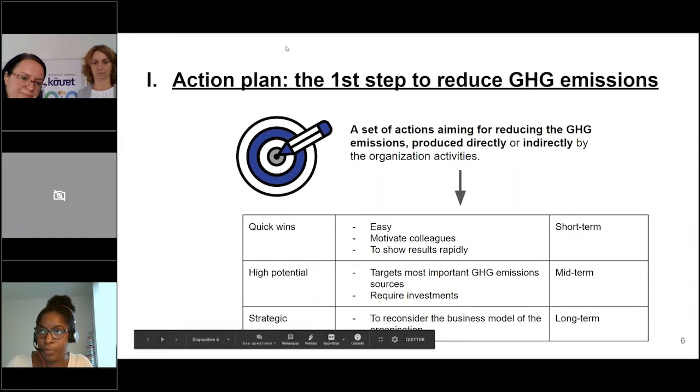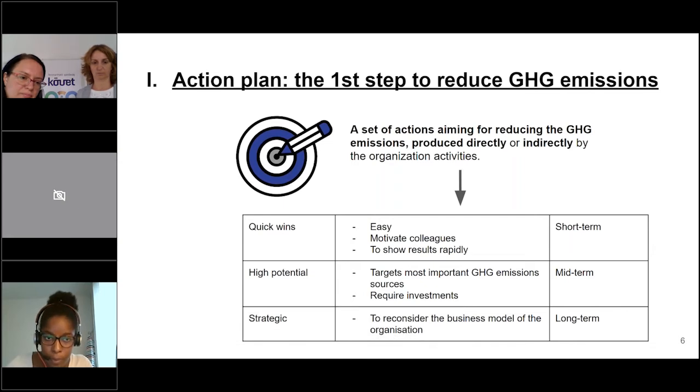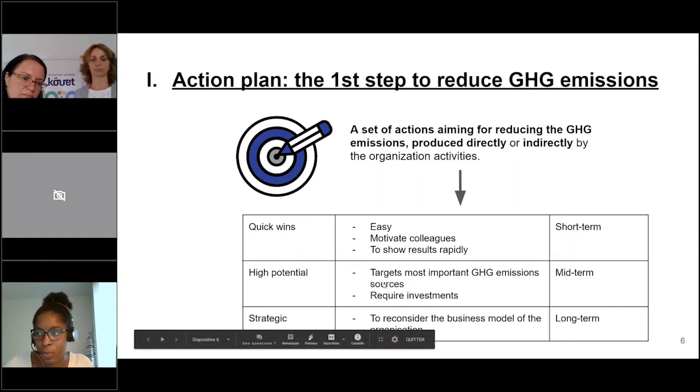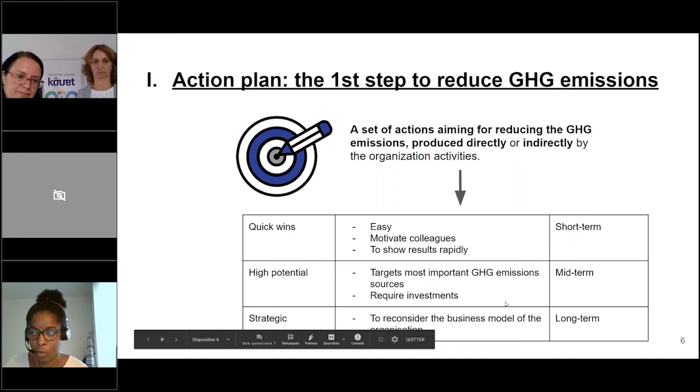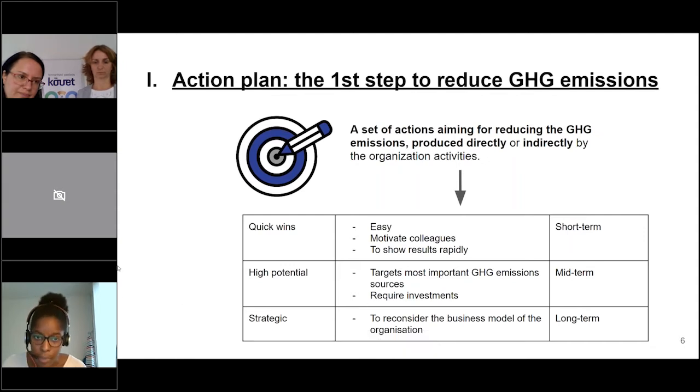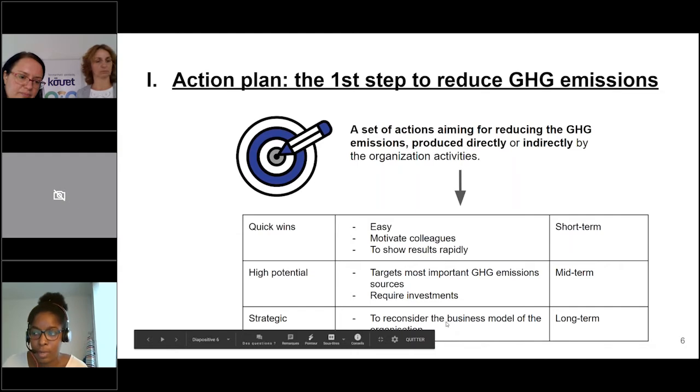And for the second kind of actions, which are priority actions and also high potential actions, that kind of actions requires investments and targets the most important GHG emission sources. So the results will be more important, but you need to implement it over a long term. That's why it is the midterm actions. And finally, we have the strategic actions, which are long-term actions, because you need to reconsider overall the business model of your organizations.